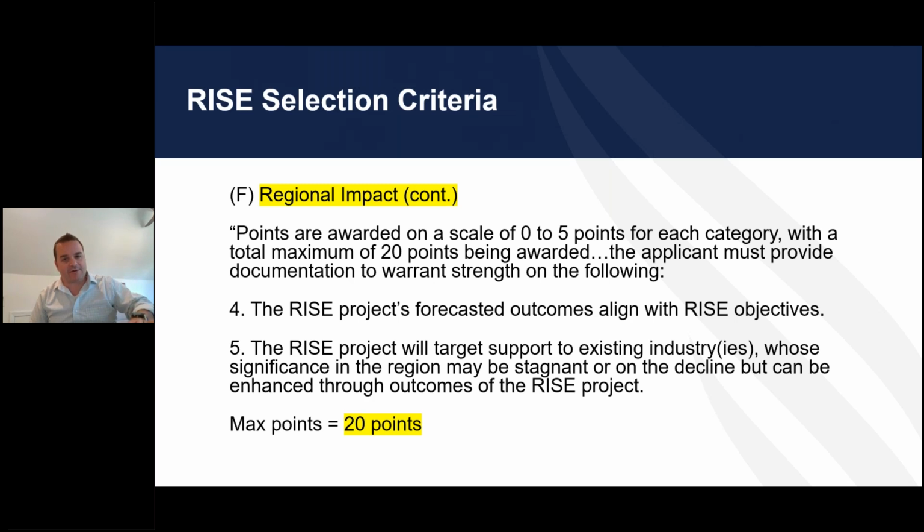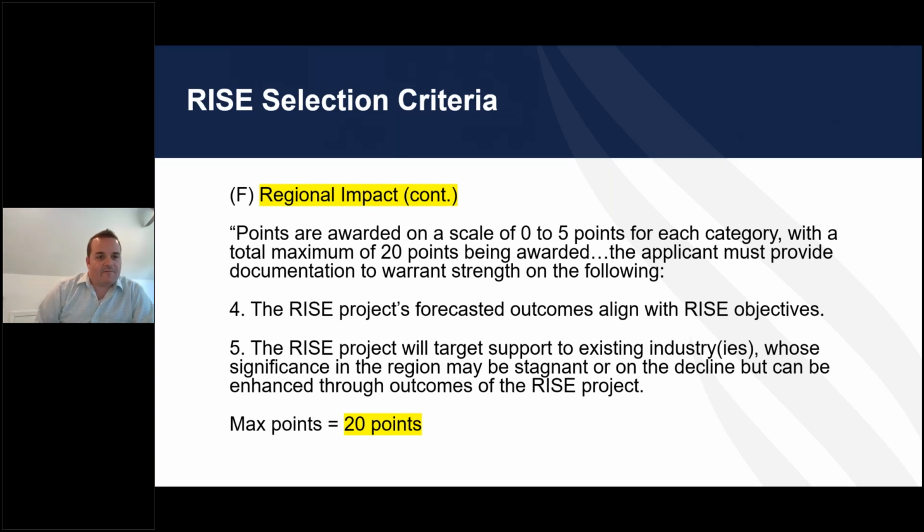Continuing on that criteria, points are awarded on a scale of 0 to 5 for each of the categories. We realize 5 times 5 is 25, but we wanted to give the possibility of maximizing points in this area. So for each one, you can get 5, but the max is 20 points.